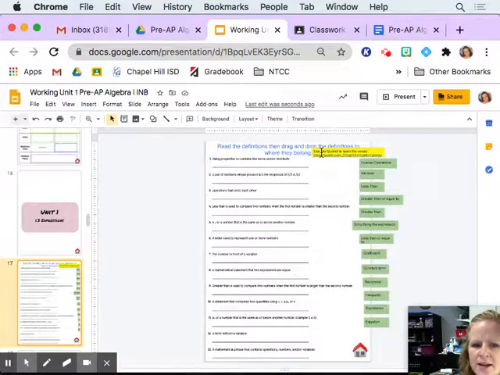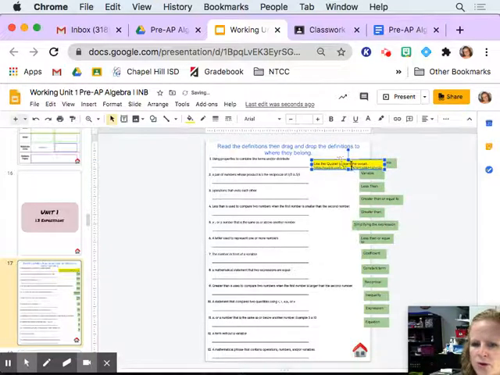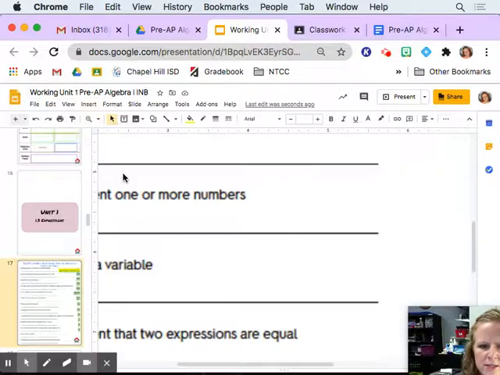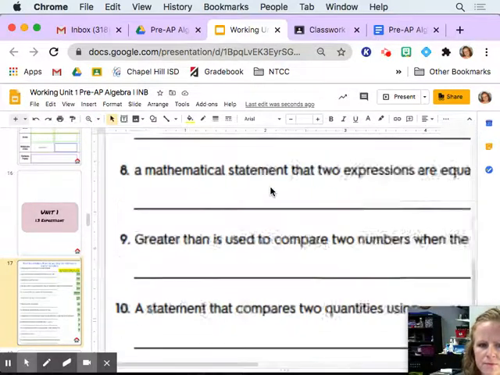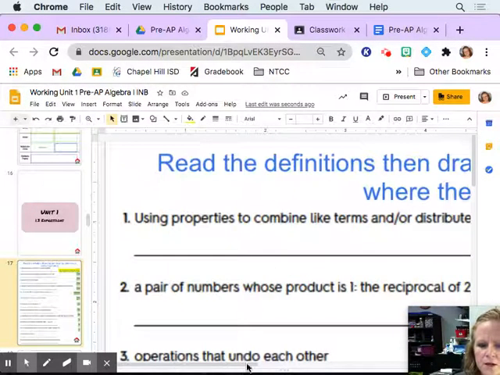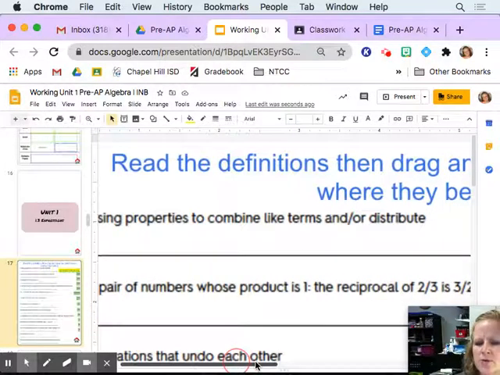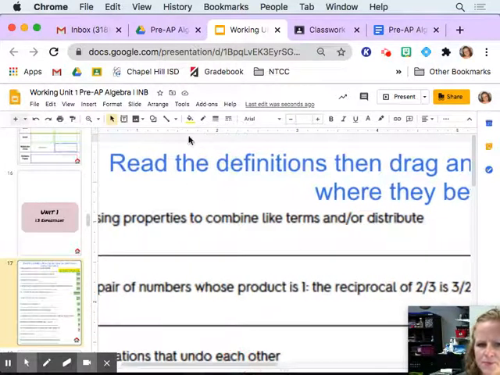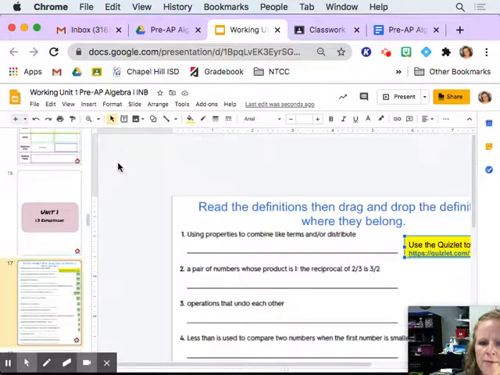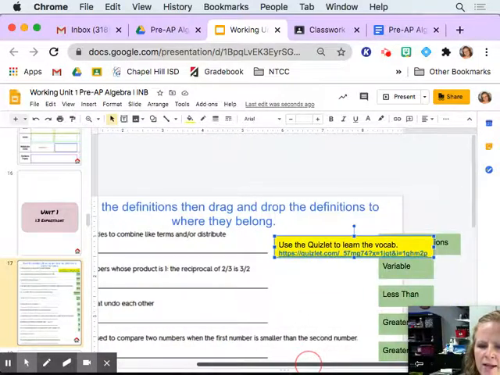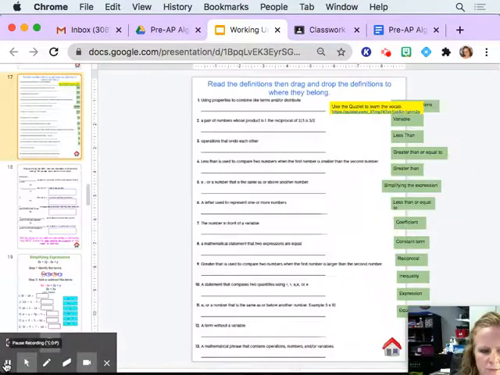So it says read definitions and then drag and drop the definitions to where they belong. You can use this quizzes. So I'm going to zoom in because it's really hard to see. Using properties to combine like terms or distribute. So I'm going to give you a little bit of time. I'm going to pause the video, so I want you to pause the video. And you're going to drag and drop, and then we will check this. Okay, pause it now. Play.